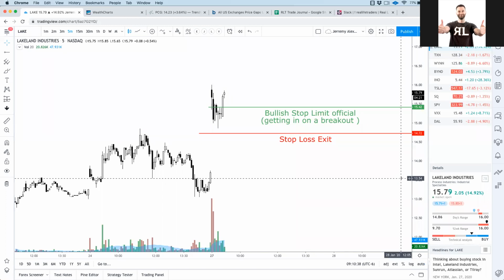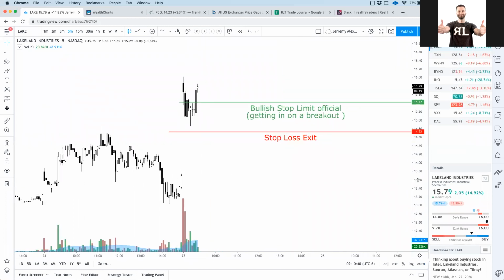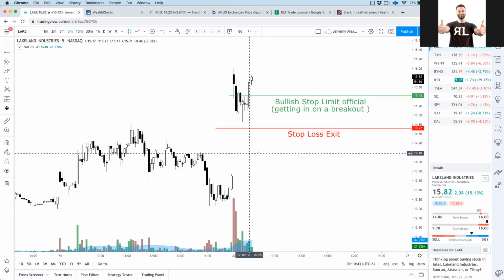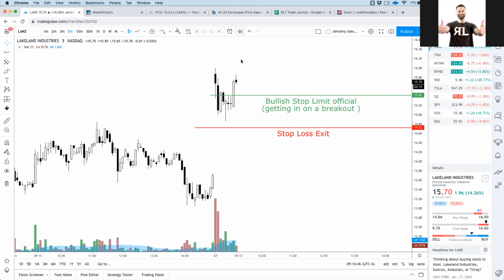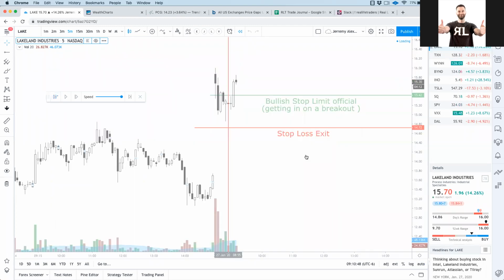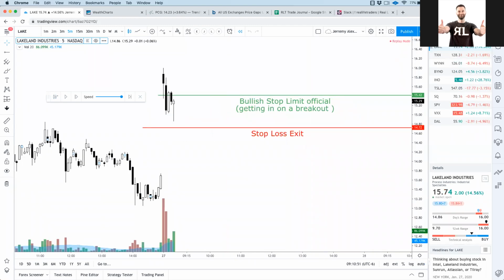Angela says, how did you select the entry point? It's a very good question, Angela. So the entry point on Lakeland Industries, I'll go back in time and show you the very first thing I noticed was this candle right here. So Angela, what type of candle is this right there? Anyone else wants to answer that question, you're more than welcome to. What type of candle is that right there? Yes, that is a hammer candle. Correct. So not only is it a hammer candle, but let's talk about a few other things that work really nicely with that hammer candle.